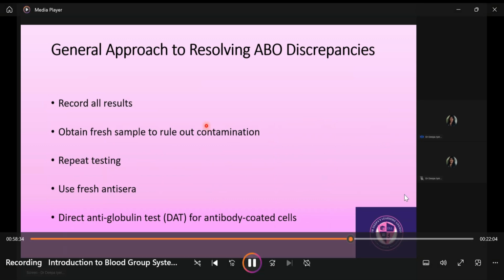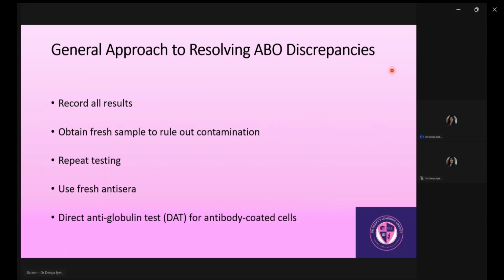So, what is the general approach for an ABO discrepancy? How do you look at the ABO discrepancy? One, record all the results carefully again. Then start by obtaining a fresh sample to rule out contamination. First thing to do: obtain a fresh sample. Do not release a discrepant report unless you get another sample from the same patient.